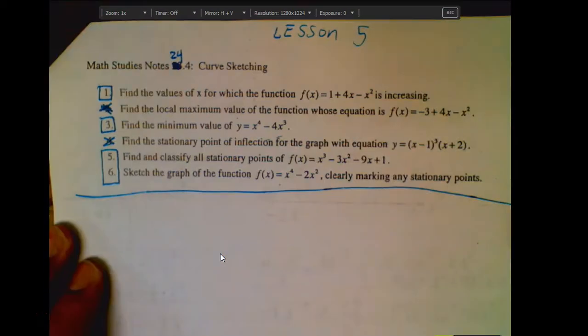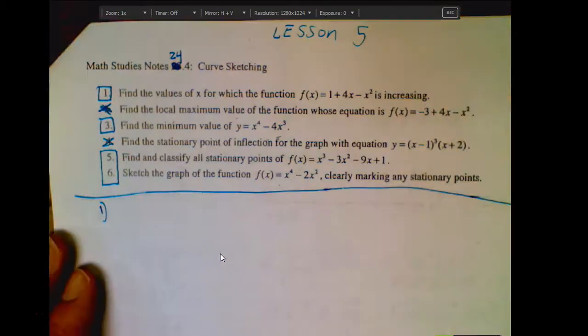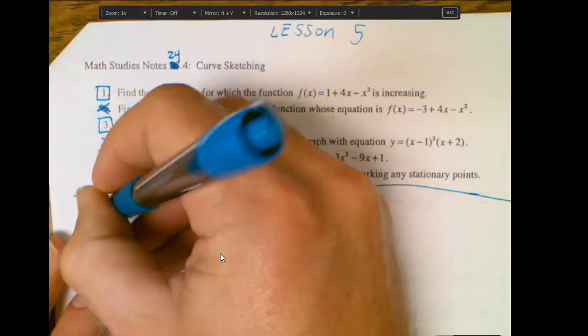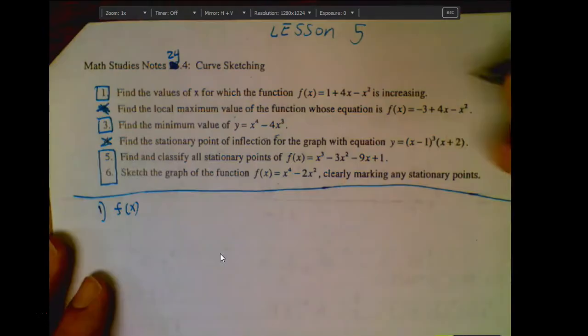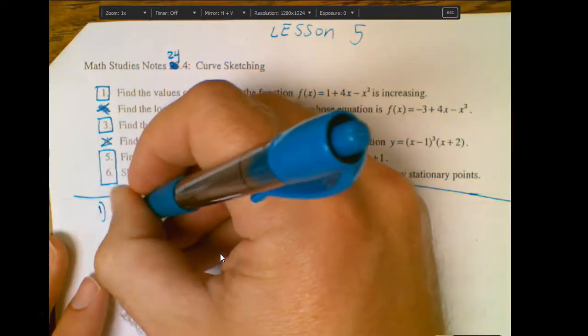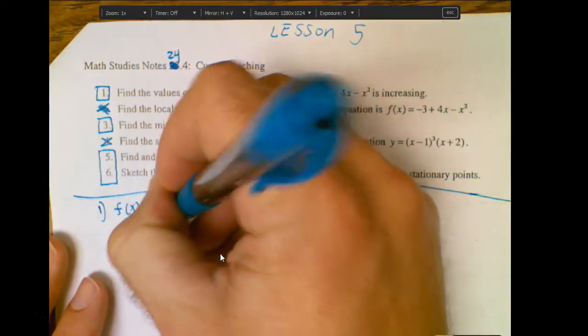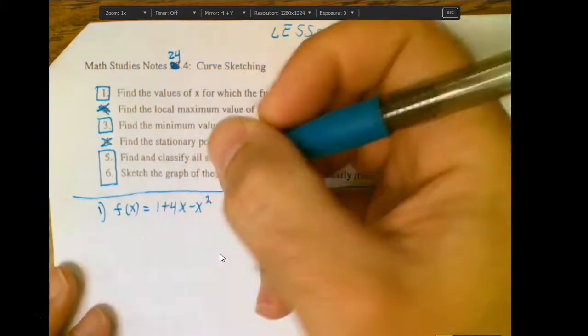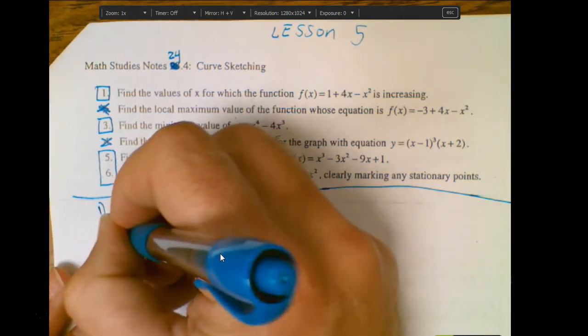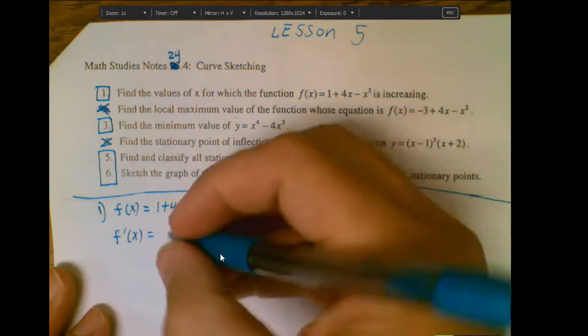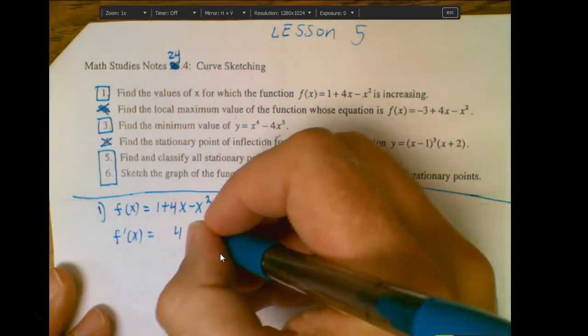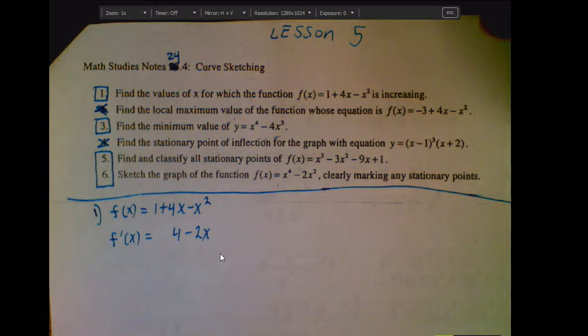So kind of separate this off here for example number one. So the original function we have is 1 plus 4x minus x squared. So the derivative of that, using our power rule, would just be 4 minus 2x. So there's our derivative function.